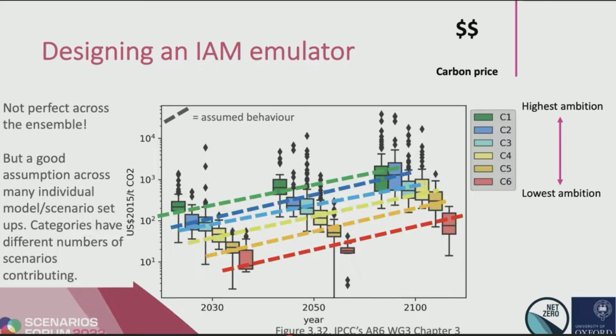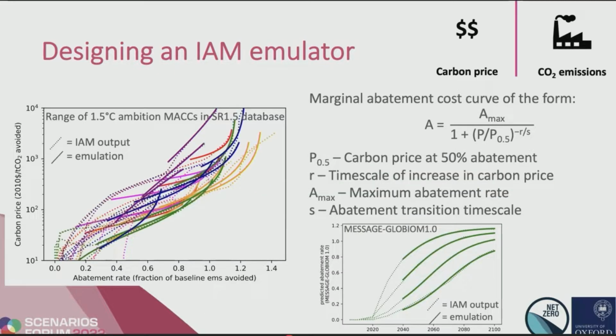And of course it's not perfect across the ensemble, but if you take any individual model and scenario setup, then you find that actually an exponentially rising carbon price is a pretty good approximation for what we see here. So that gives us our starting point for what we're going to assume happens with the carbon price across the 21st century. And then we need some relationship between the carbon price and our three output variables.